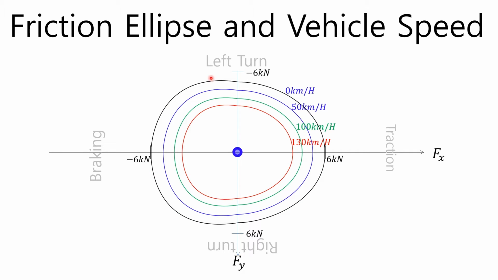The friction circle changes according to the vehicle's speed on the same road condition. As shown in the figure, each size of the friction ellipse represents 0, 50, 100, 130 km per hour, and as the driving speed increases, the friction circle gradually decreases. Therefore, it can be seen that as the speed of the vehicle increases, the maximum usable friction force gradually decreases, and from this, it can be seen that braking, traction, and cornering during high speed are more difficult than at low speed.